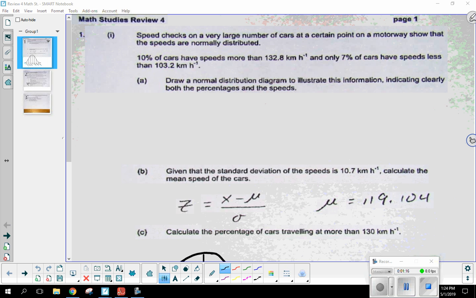Okay. Well, let's see what we got here. We're on review 4, and it looks like we have normal distribution problems. It's been a while since we've brought up that topic. It says speed checks on a very large number of cars at a certain point on a motorway show that the speeds are normally distributed. 10% of cars have speeds more than 132.8 kilometers per hour, and only 7% of cars have speeds less than 103.2 kilometers per hour. So A, draw a normal distribution diagram to illustrate the information, indicating clearly both the percentages and the speeds.